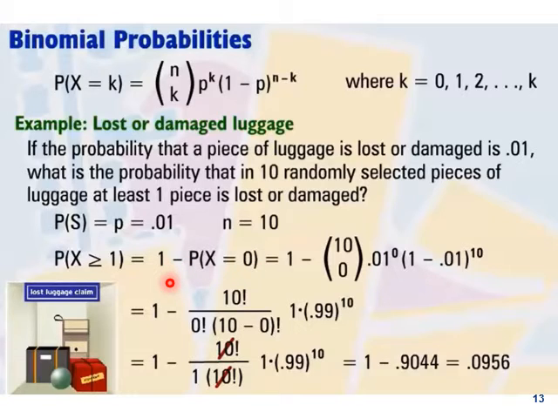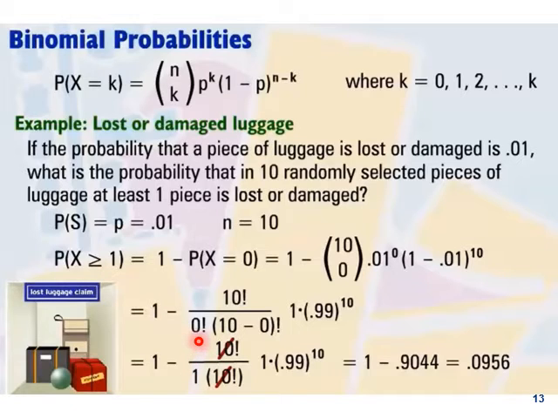So we are going to write the values in the formula we earlier used: total number of trials 10 choose 0, because here X is equal to 0. Then the probability is 0.01 power 0, then 1 minus 0.01 power 10. When we substitute everything and subtract it from 1, we get the answer 0.0956.